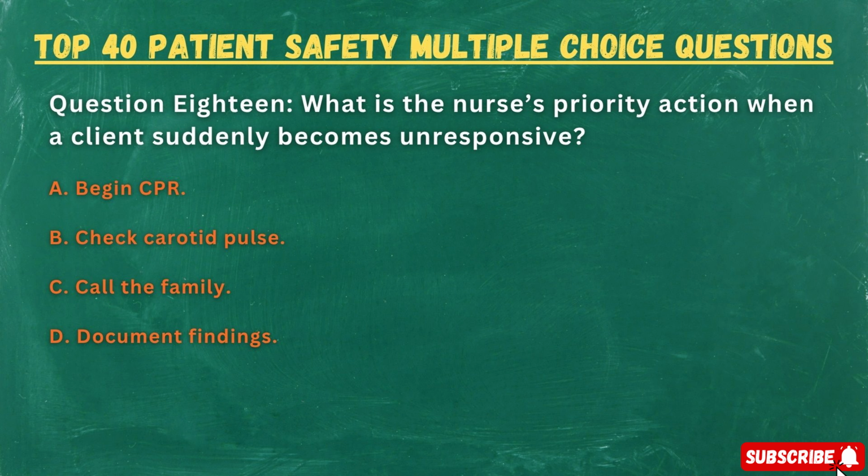Question 18. What is the nurse's priority action when a client suddenly becomes unresponsive? A. Begin CPR. B. Check carotid pulse. C. Call the family. D. Document findings. Answer: B. Check carotid pulse.